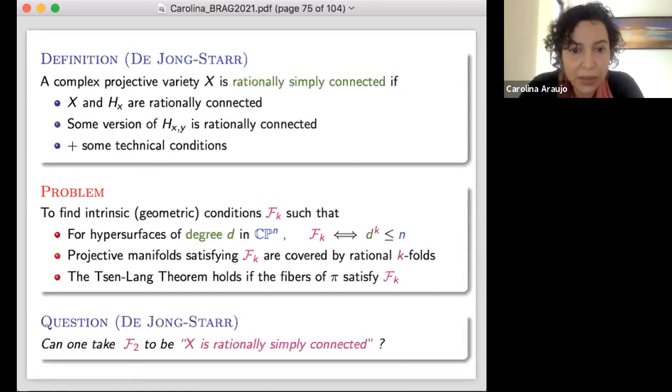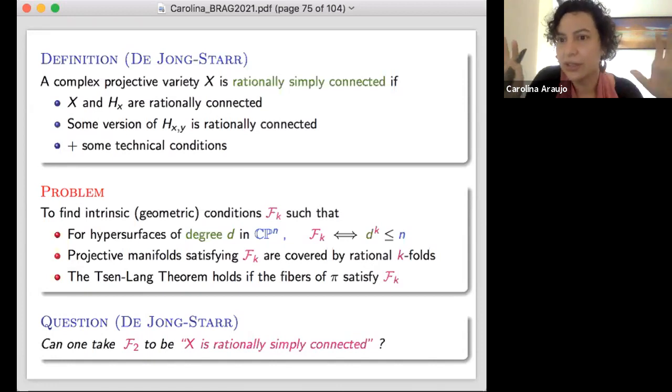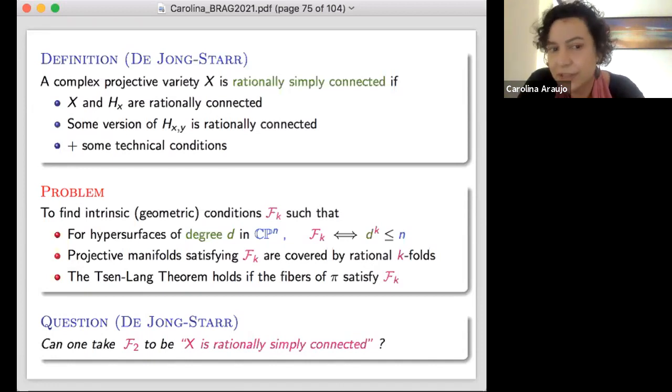And de Jong and Starr have asked whether one can take, so these are two different questions. So we can ask whether we can take F2 to be 2-Fano. And de Jong and Starr further propose that one can take F2 to be rationally simply connected. So these are two different generalizations of the Tsen-Lang theorem in this case.